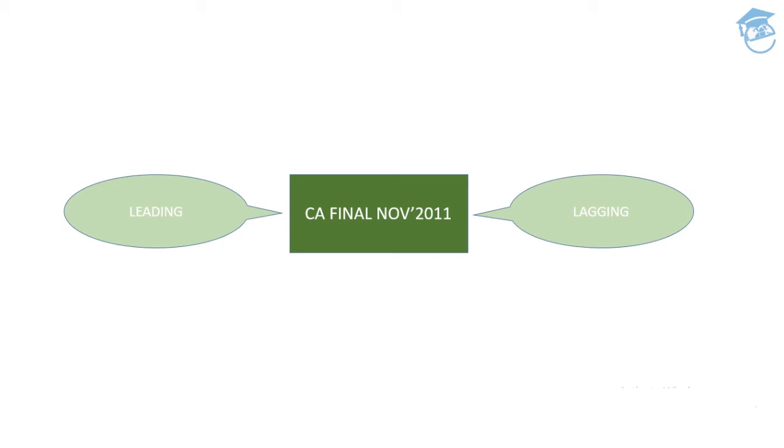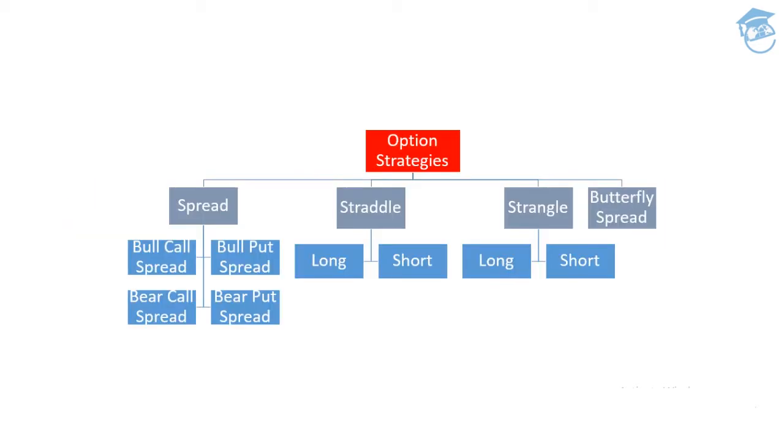Let's move towards the third one, which is my hot favorite topic, the one which is definitely going to take a lot of your energy and a lot of your mental power in order to make you understand this one. So, option strategies. What do I mean by option strategies? Spread, straddle, strangle, butterfly spread, and their different dimensions. So, let's mark the beginning with spread first.